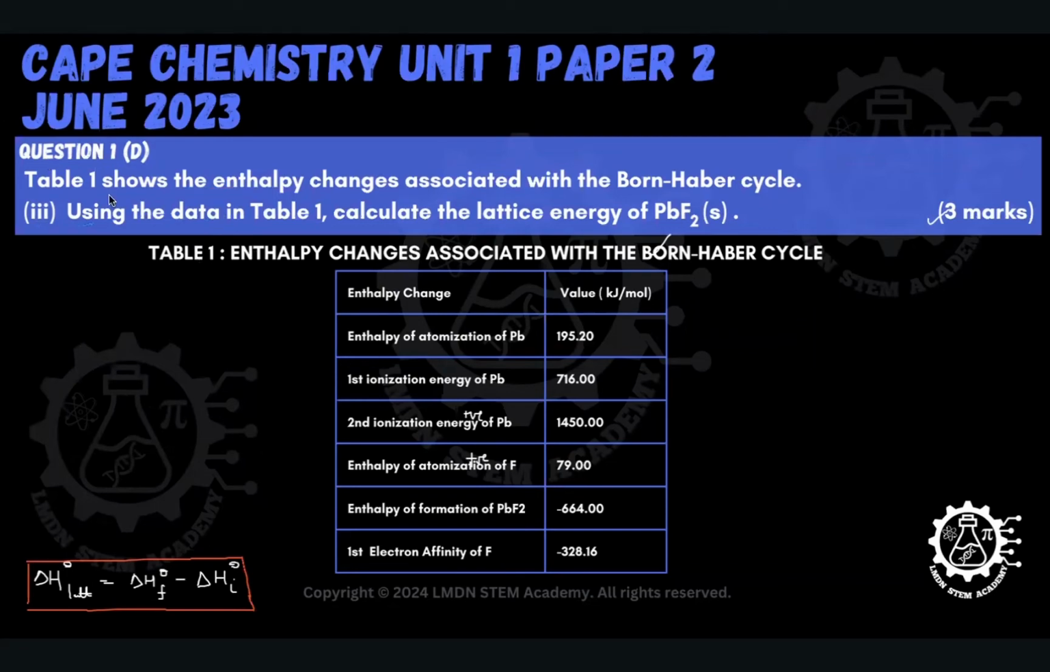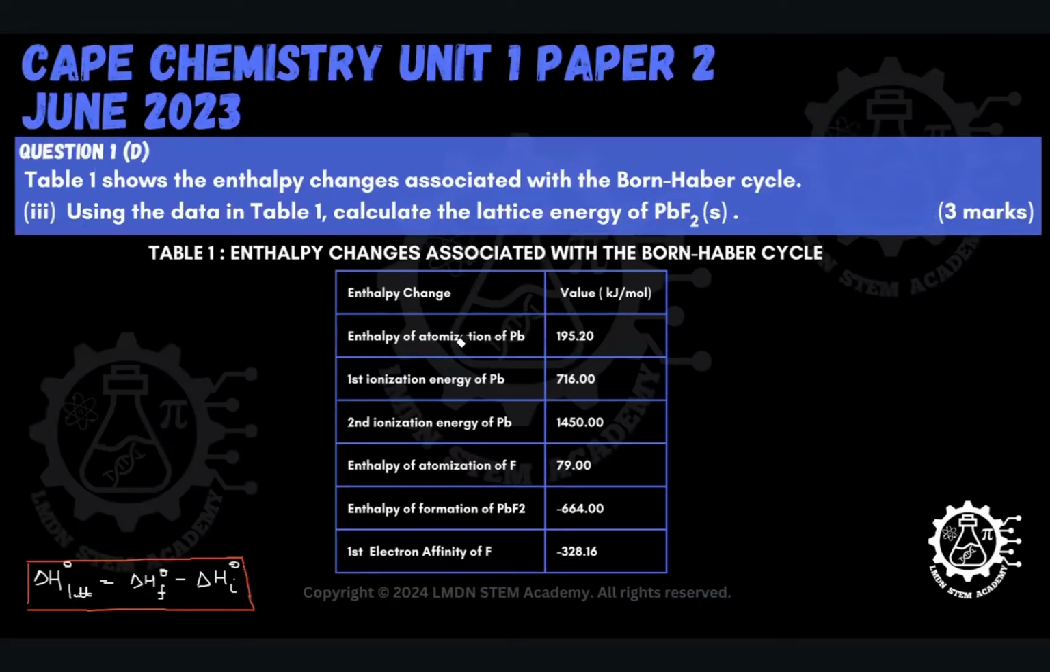Okay, so we're on to part 3 now, and part 3 says table 1 shows the enthalpy changes associated with the Born-Haber cycle, right? Using the data in table 1, they want us to calculate the lattice energy of PbF2. So essentially what they're asking us to find is delta H lat, which we know is going to be equal to the delta H of formation minus all of these several steps that we spoke about earlier in the Born-Haber cycle. Okay, so let me just clear these off.